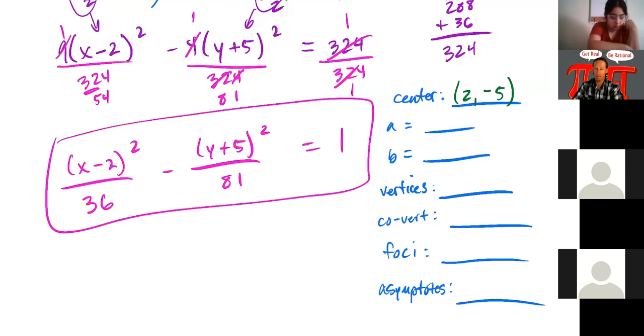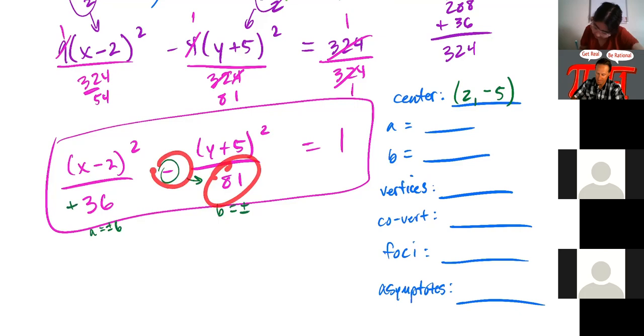Then my A and my B, what do we say? What is always going to be your A? The one on the left. Yep. Because it's always positive where this one is negative. So even though this appears to be bigger, it's negative. We always know that the positive is the bigger number. Very good. So we got our plus and minus 6, our plus and minus 9. Those are nice perfect squares.